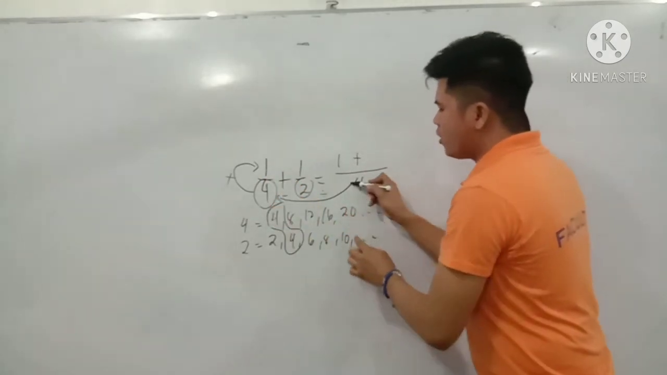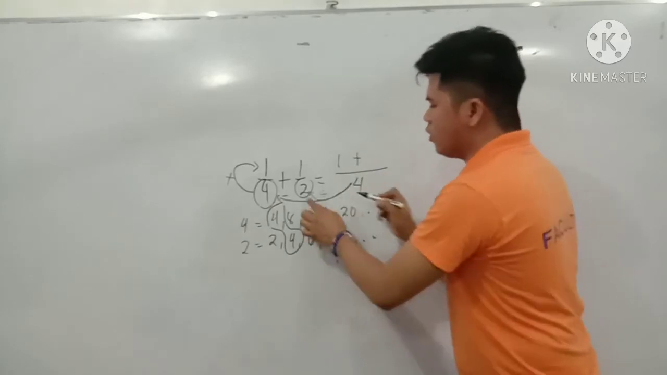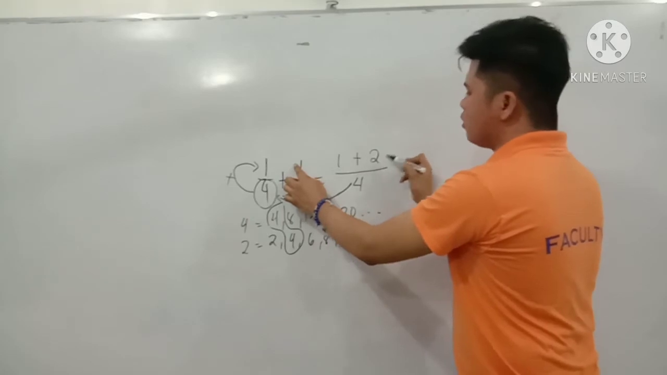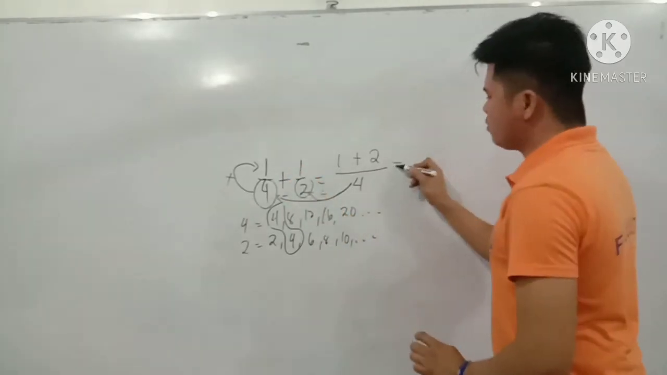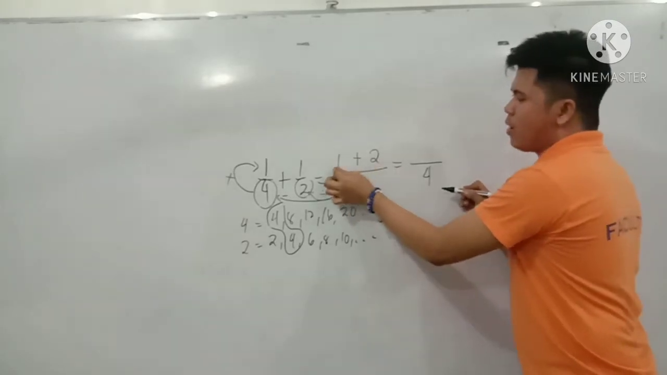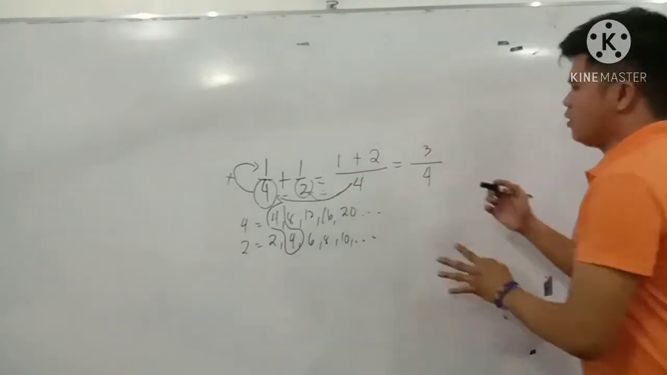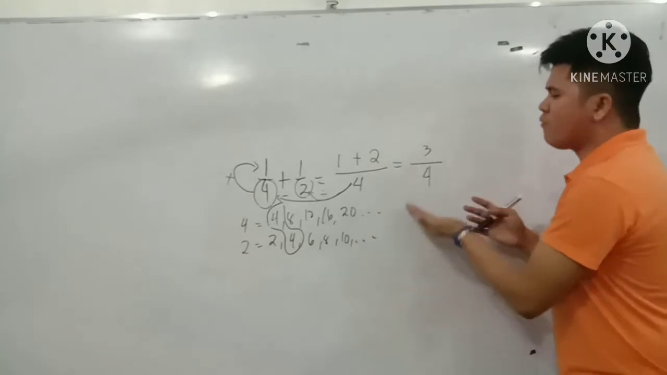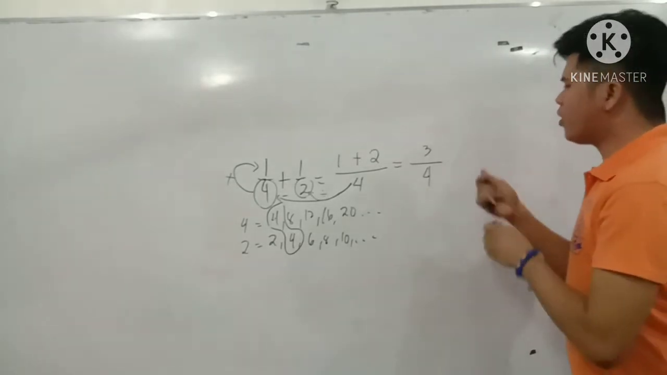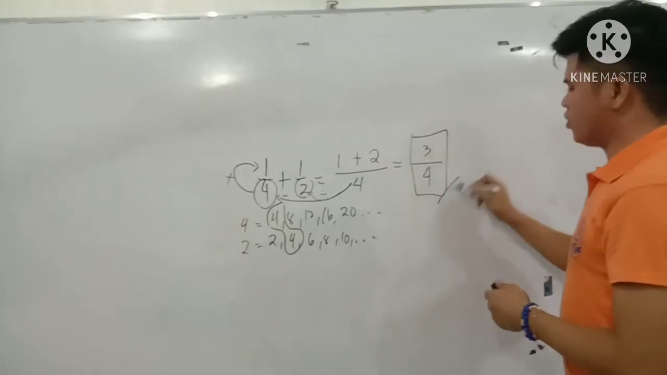Then, 4 divided by 2 is 2, times 1 is simply 2. Then, copy the denominator 4 and add the numerator. 1 plus 2 is 3. So now, is there a common factor between 3 and 4? None. So therefore, this is our answer.